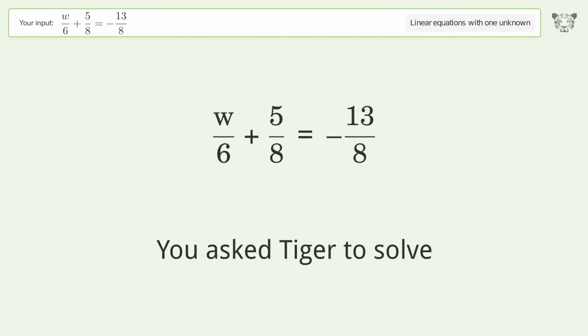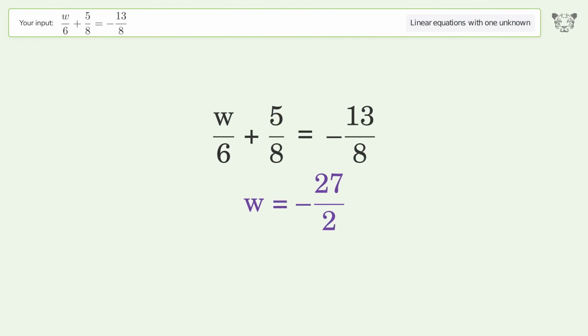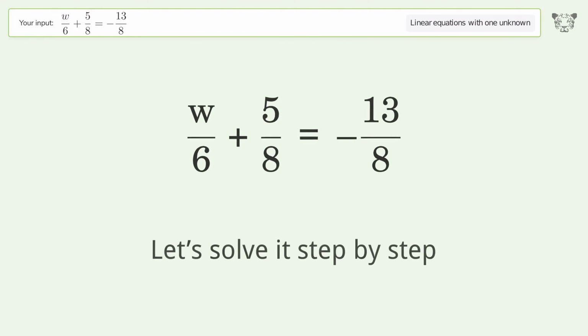You ask Tiger to solve. This deals with linear equations with one unknown. The final result is w equals -27/2. Let's solve it step by step.